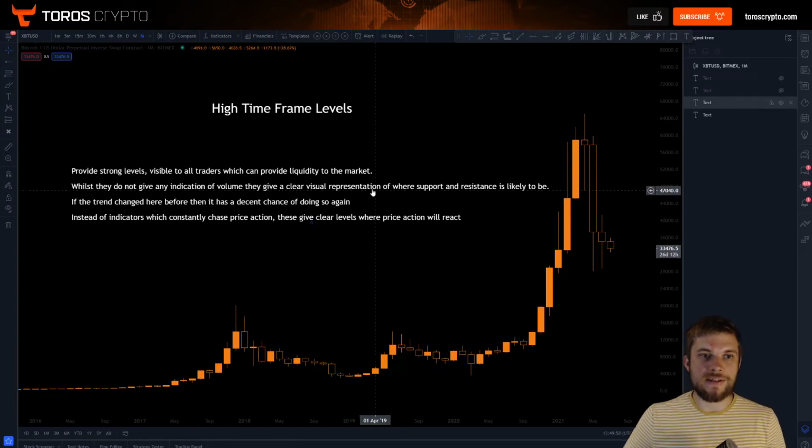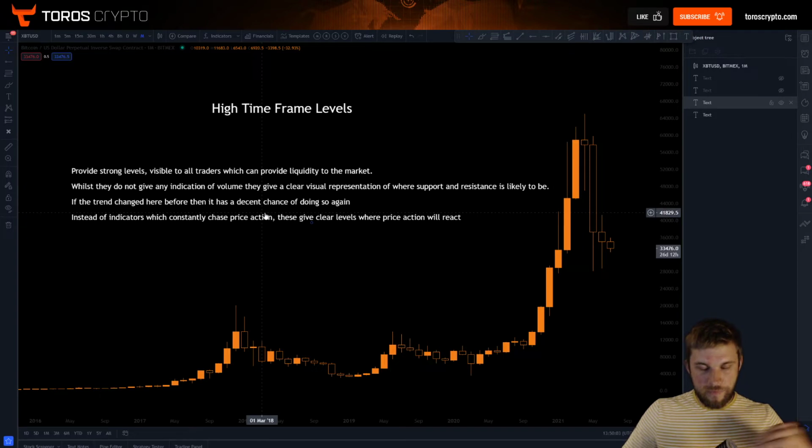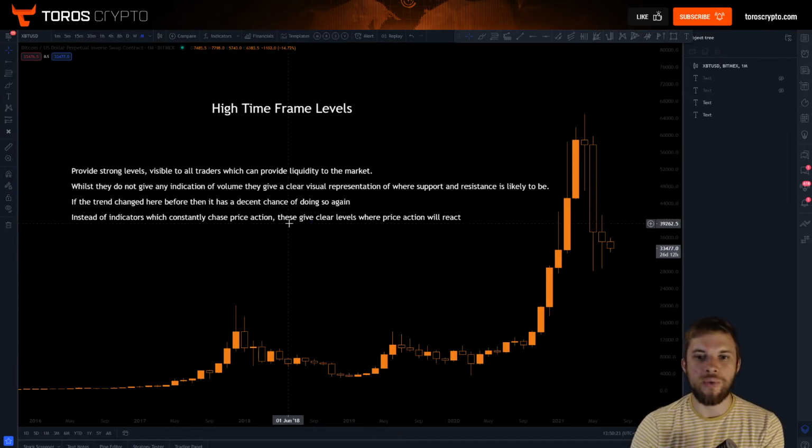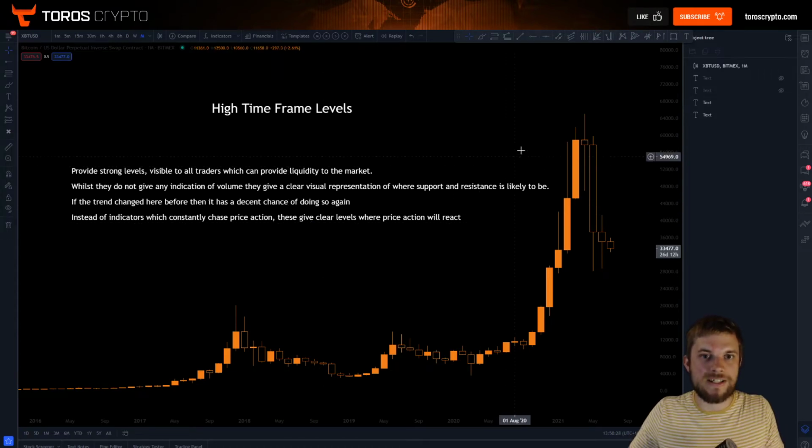Okay, so this is a really important point here. Far too many traders get too caught up with adding really complicated stuff to their charts that is constantly moving because of the price action. Moving averages, oscillators, they all move because of what price has already done. Now, what these levels will enable you to do is to get one step ahead of that price action and to know where the price is going to react when price gets there.